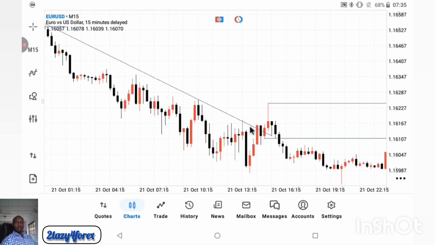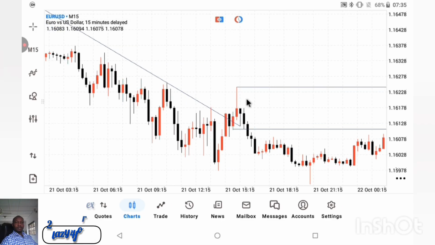From this, the next thing we had a break and a higher high formed. At the close of this candle, the higher high formed. That is a confirmation of a pullback. Once you have a higher high above this trend line, there is a pullback there. So once you have a pullback, what do you do again?